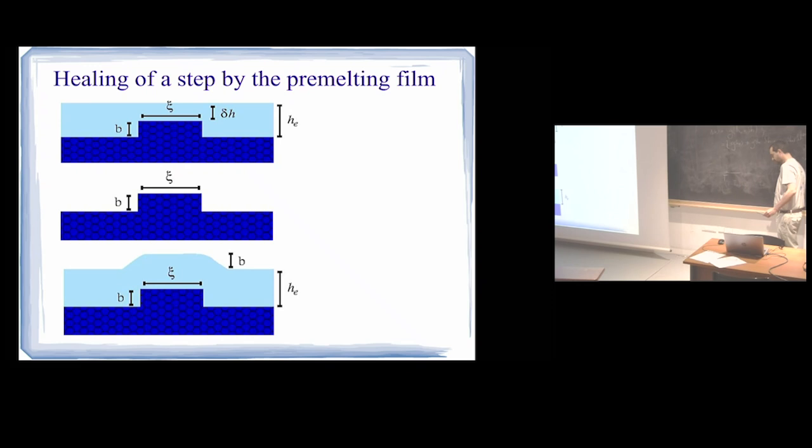But by definition, HE is the equilibrium film thickness. The equilibrium film thickness is that which minimizes the interface potential. So I can rule out this term. So the cost of having this imperfection is this term. This is my equation for the cost of healing the step. It's dictated by the second derivative of the interface potential and the length of the healed obstacle.